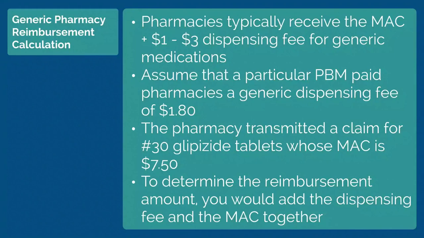So we're going to assume that a particular PBM paid pharmacies a generic dispensing fee of $1.80. The pharmacy transmitted a claim for 30 glipizide tablets whose MAC, or maximum allowable cost, is $7.50. So to determine the reimbursement amount, you would add the dispensing fee and the MAC together.